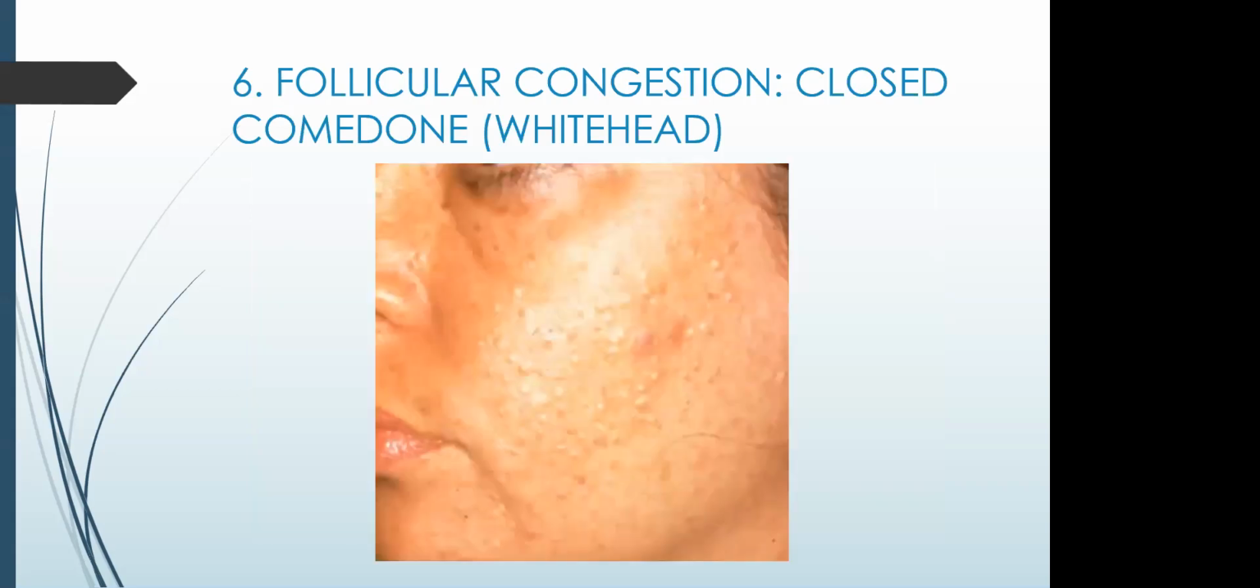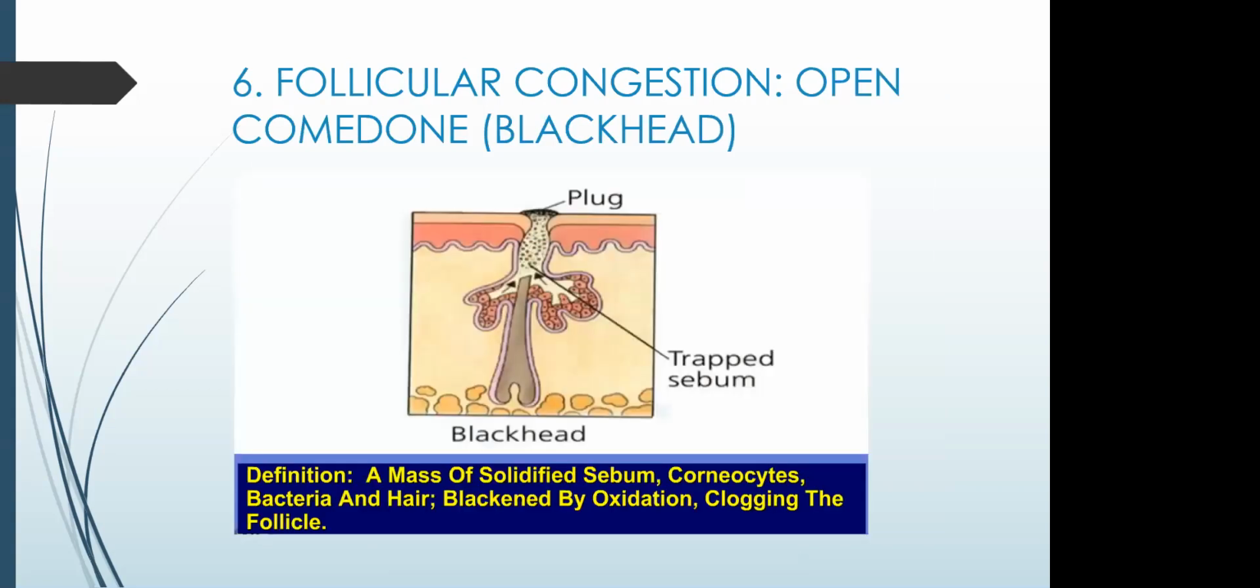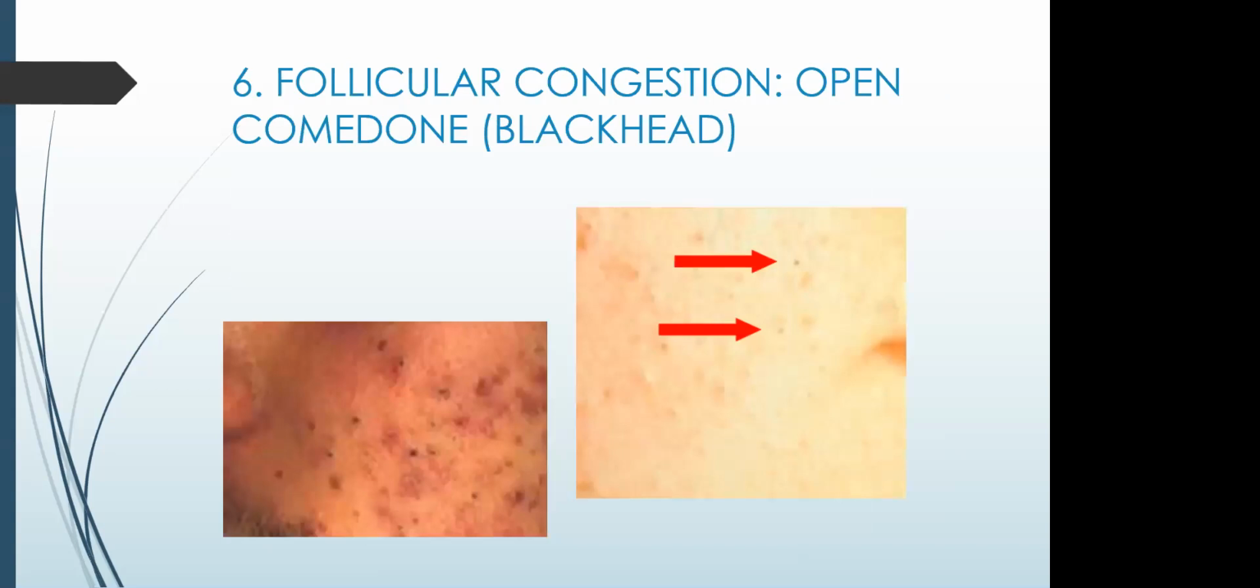Here is an example. And next is follicular congestion, open comedones, which are blackheads. The surface of the impaction oxidizes and turns a brownish black, hence the name blackhead. It's a buildup of the solidified sebum, corneocytes, and bacteria not being excavated by the follicle, retention, keratinocyte dehydration. Here are some examples of blackheads.